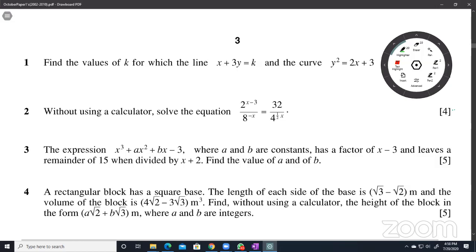A and B are constants of the factor of x cubed. We know that because of these ones, we didn't forget that. These are enough. 15.